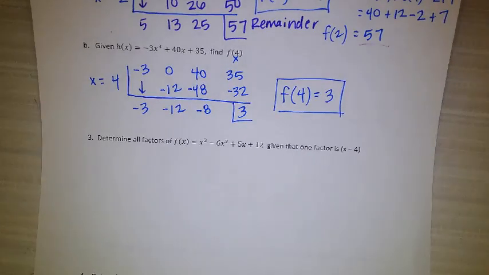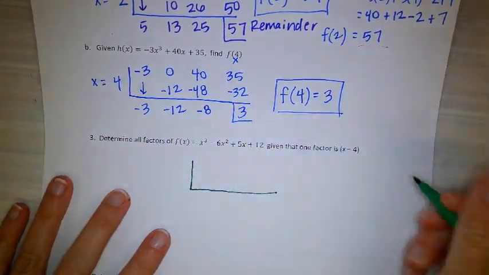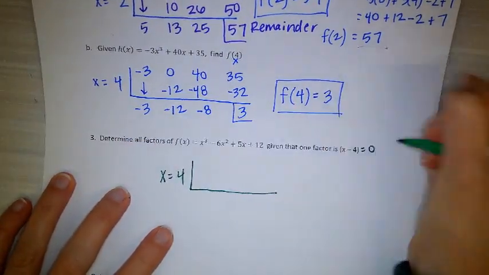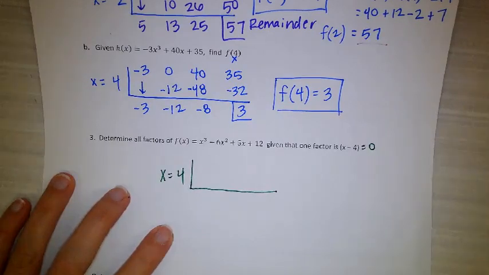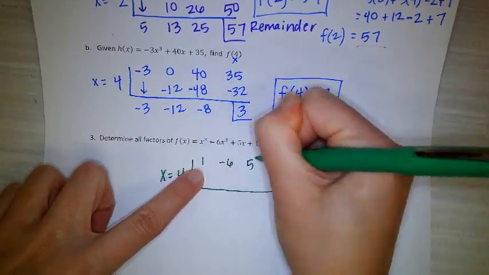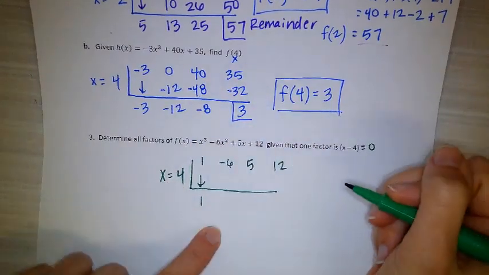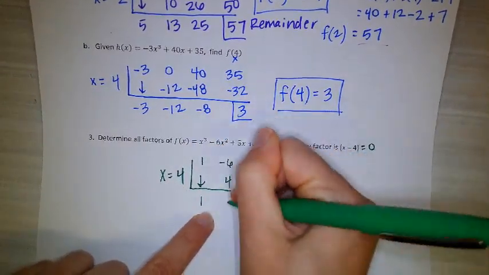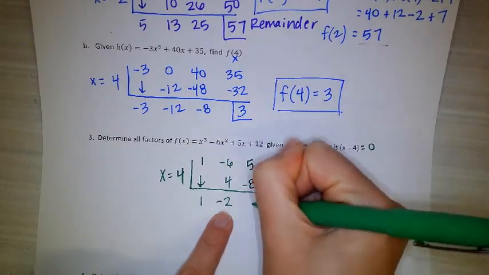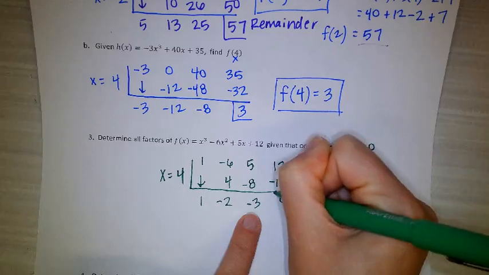So I'm going to go ahead and use synthetic division to help me get started. I know the x value is going to be 4 when I set that factor equal to 0. I then have my coefficients of 1, -6, 5, and 12. Let's bring the 1 straight down and multiply, add straight down. 4 times -2 is -8, add straight down. 4 times -3 is -12. Nice, so this divides evenly with a remainder of 0.